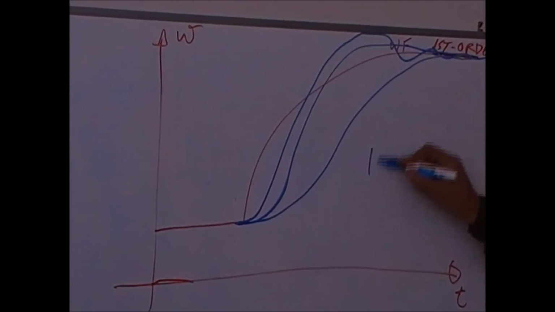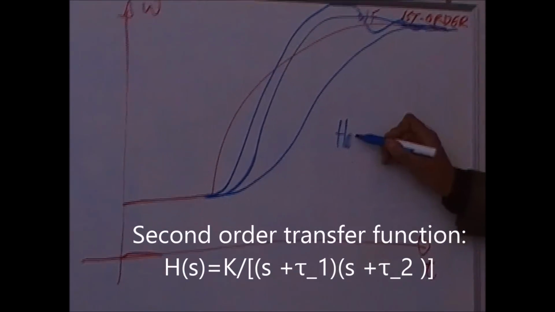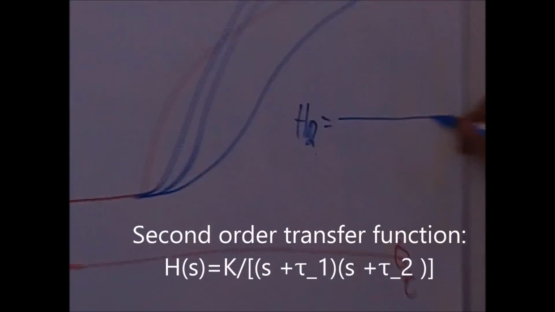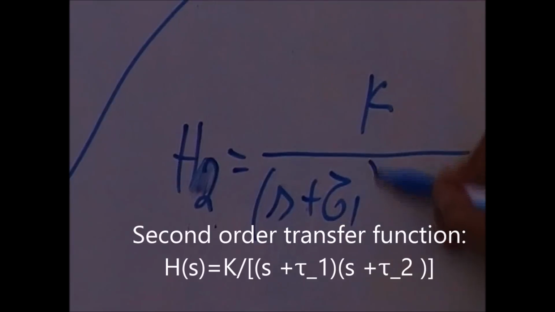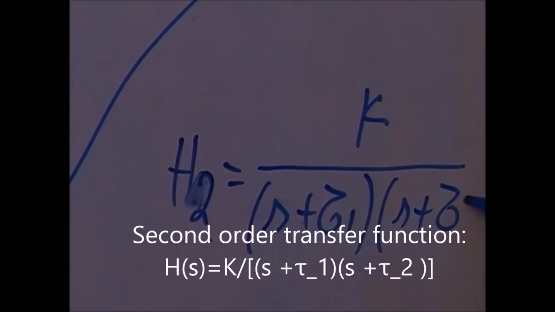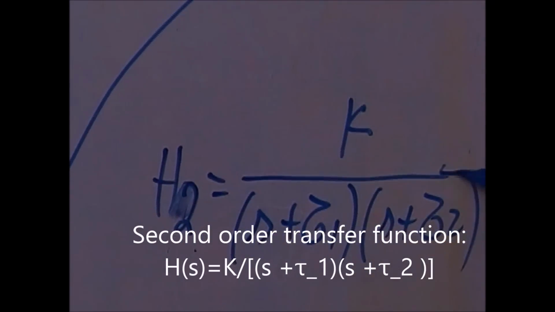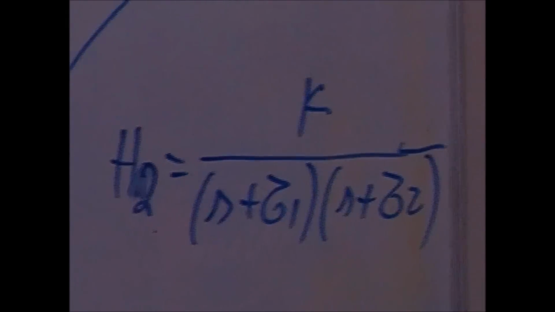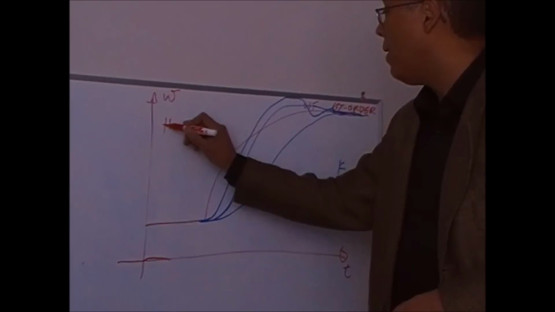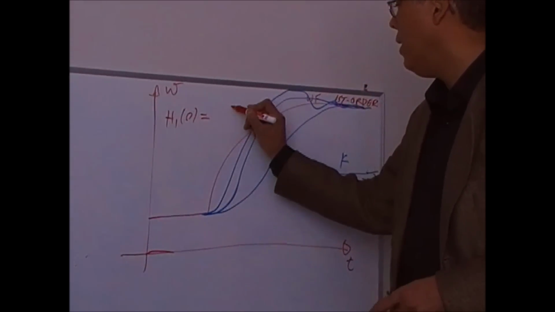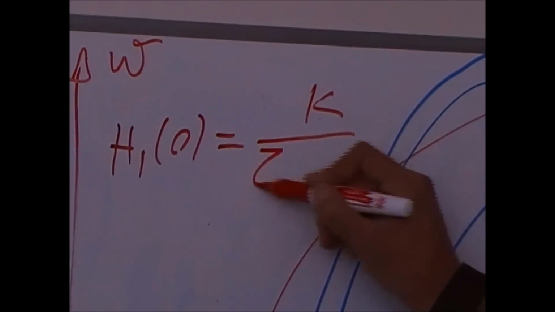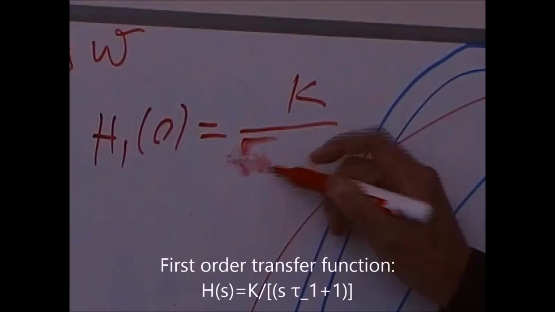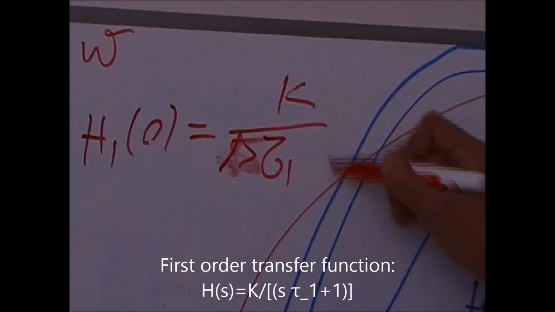To write here, the transfer function for a second order is going to be something like this: K over (S plus tau 1)(S plus tau 2). That's for a second order transfer function. Compare that with the previous one. For a first order transfer function, it's K over tau 1 S plus 1.